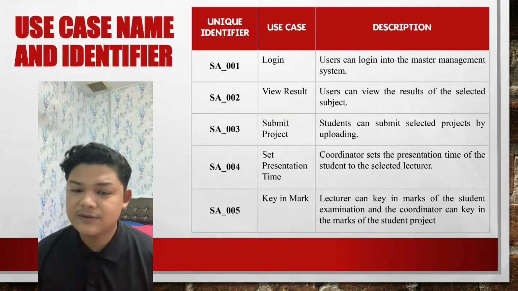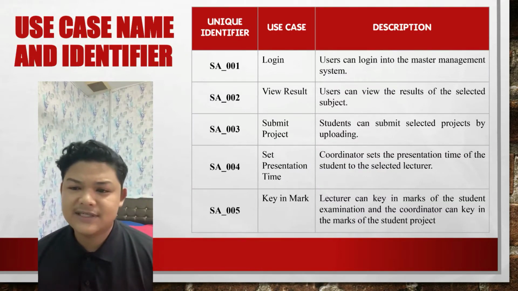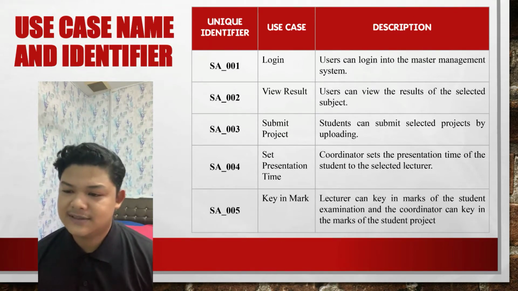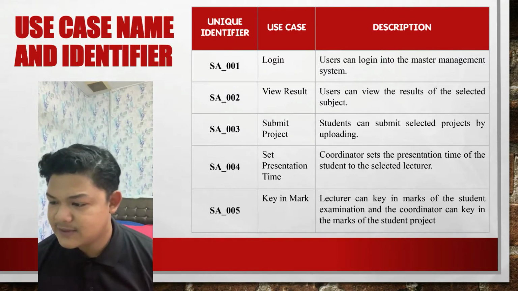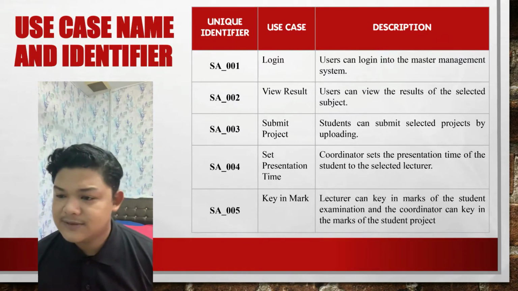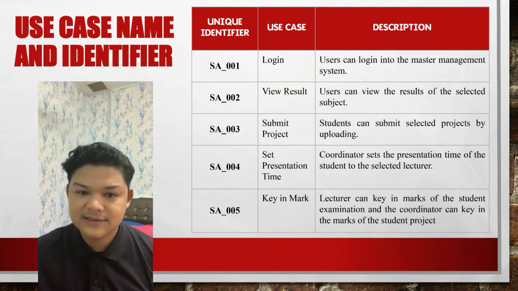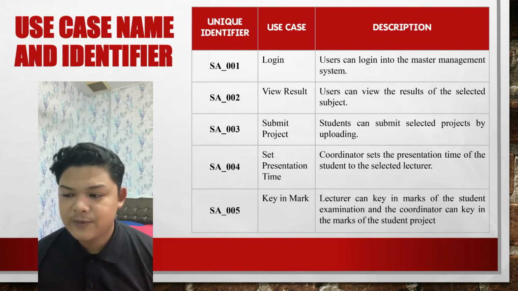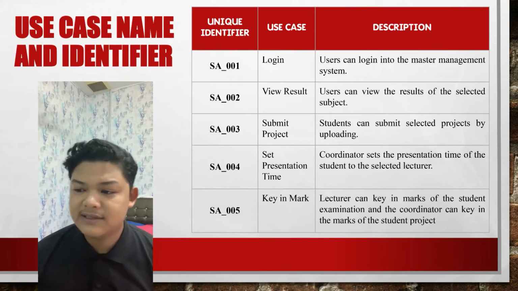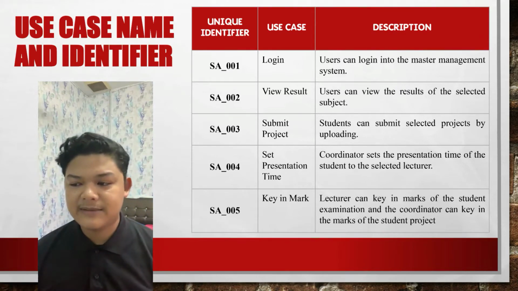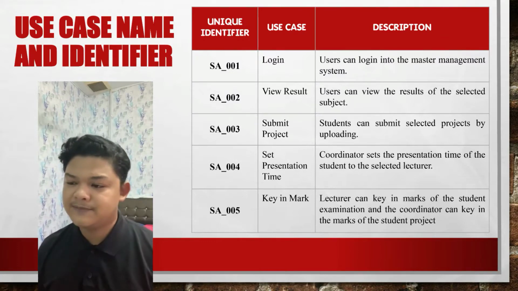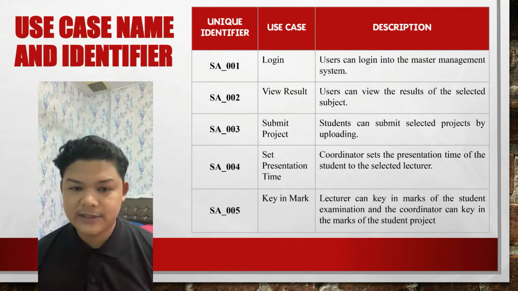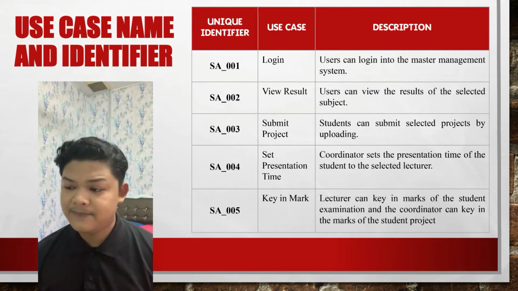Next we will go into more detail on the functional requirements, which we can also take as use cases. As we can see, there is a table with the use case name and the identifier. For each functional requirement, we put a unique identifier so we can easily find the diagram about the use case. For the first use case, we name it login. The description for the login functionality: users can log in to the master management system.